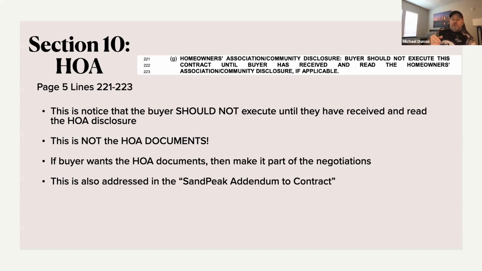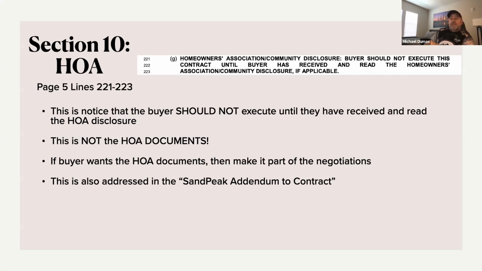Once you get the disclosure, my recommendation is that you verify it. You contact the association and you verify that information. If you are the listing agent and you work for SandPeak Realty, you better darn well be calling that association and verifying that information before you put it out there. This is not the HOA documents. Don't let your buyers get confused by that. This is just the addendum B disclosure.